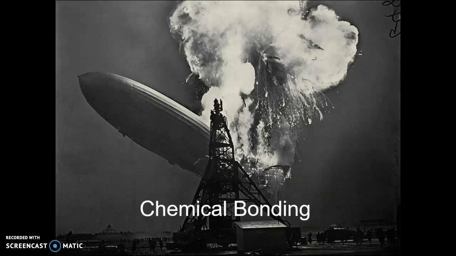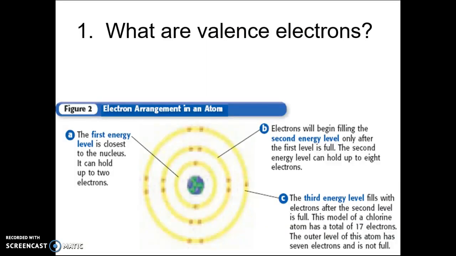Today we're going to talk about chemical bonding. Anytime a chemical reaction happens, chemical bonds are either being formed or they are being broken. And so in talking more about chemical reactions, we are going to be taking a look at how bonds play a role in that. We're going to start by answering the question, what are valence electrons?